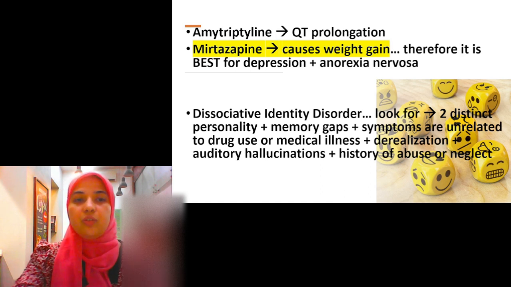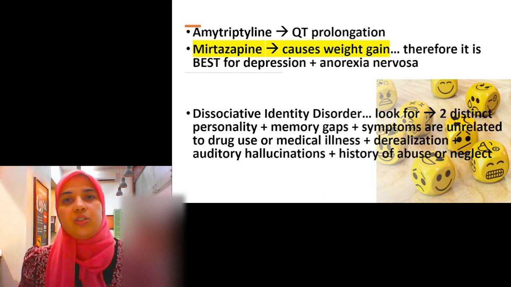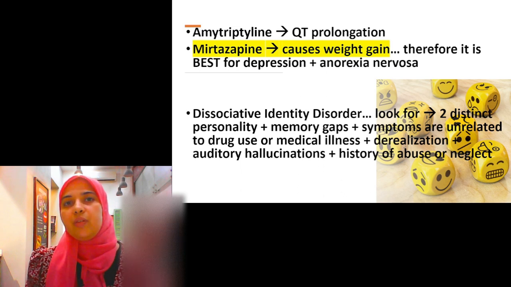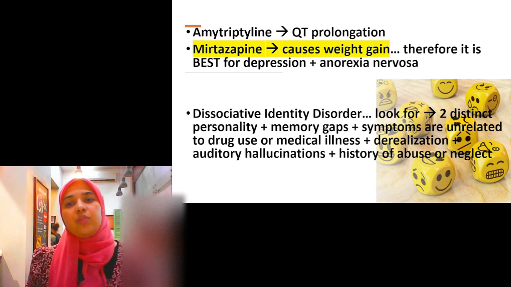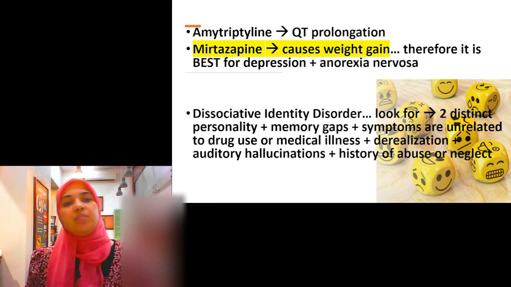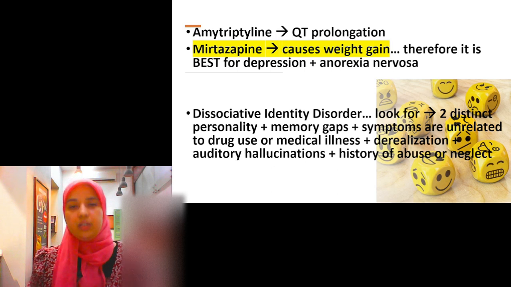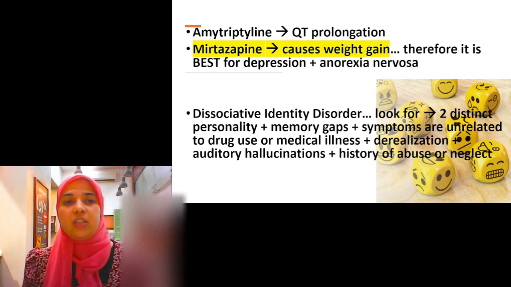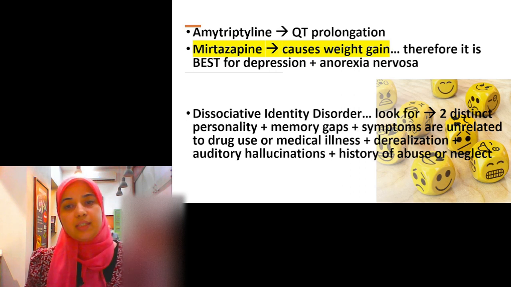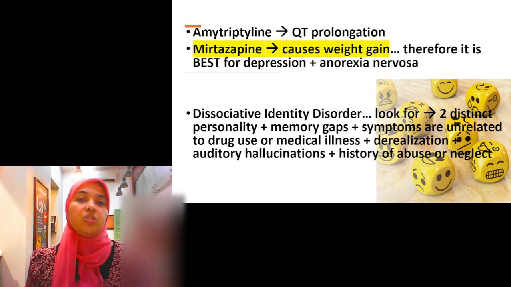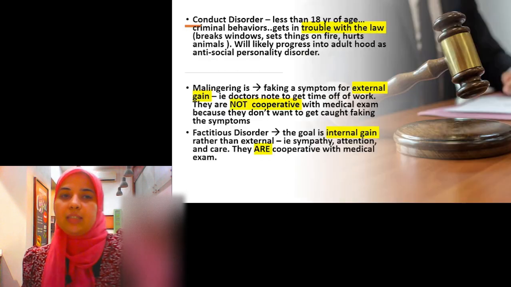the anorexia nervosa. Now you have a condition called dissociative identity disorder. How can I know in my clinical vignette if I'm dealing with a case of DID? You want to look for two distinct personalities, plus memory gaps, plus symptoms, and the symptoms have to be totally unrelated to any drug use and medical illness. You really want to exclude the use of drugs or medical illness if you want to make a diagnosis of DID. You want to look for derealization plus auditory hallucinations plus history of abuse and neglect.